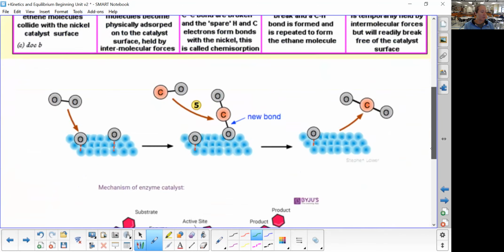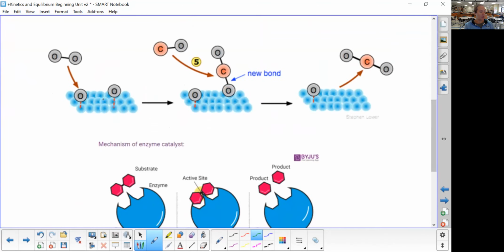Okay, so this is another example showing these oxygen atoms that are stuck on this surface, and they allow other things to collide. So if you have this CO molecule that can come and hit one of the oxygens that's stuck, you can then form the CO2 there.